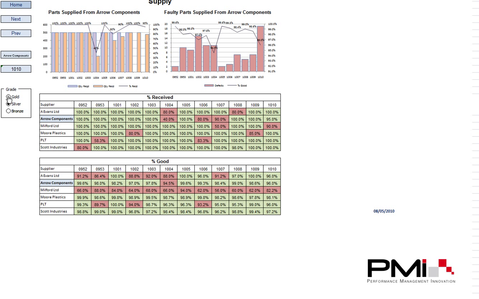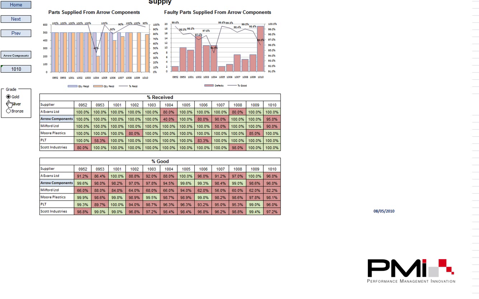So if we click over to gold, we can see even more reds appearing, particularly in this particular metric down the bottom here. So it's immediately apparent at what level each of these suppliers are over a period of time, and they can be graded accordingly.